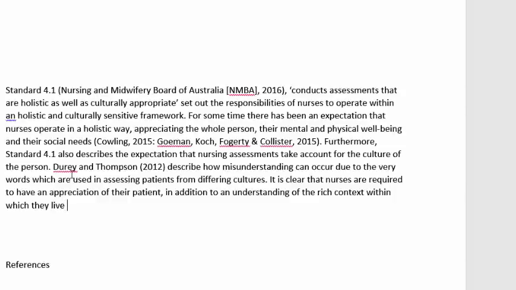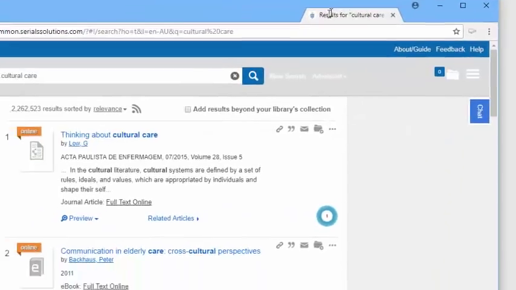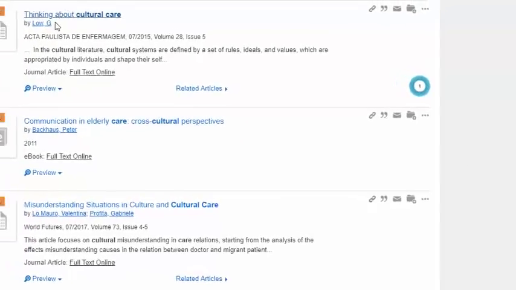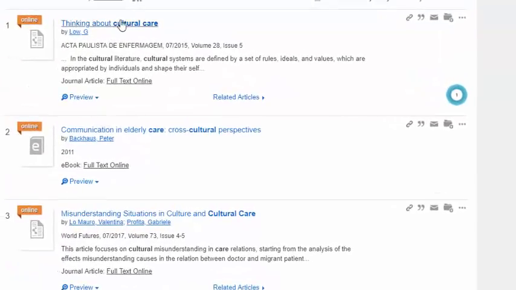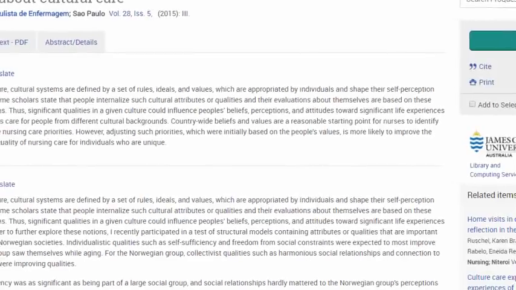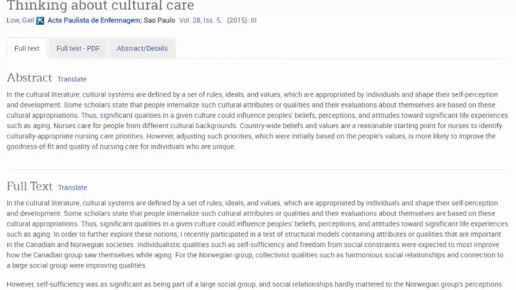Now I need to get a little part on this now. I've got one. So I'm thinking more generally now about cultural care, and I know I've read someone called Lowe has written something about this. And now just putting cultural care, and I've got this nice quote from Lowe. I know it's from overseas, but now I'm looking for something that backs up my idea that you have to really have a good understanding of your patient.